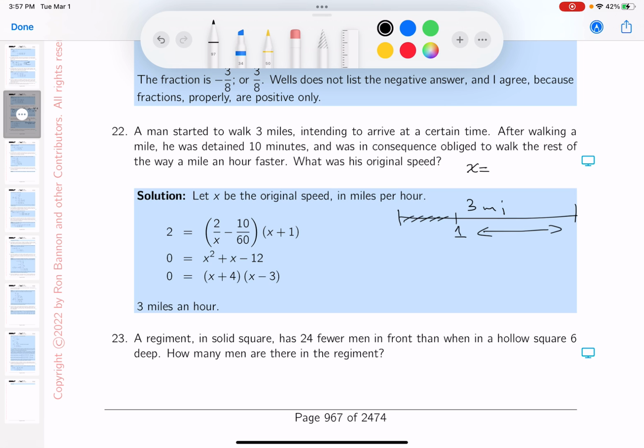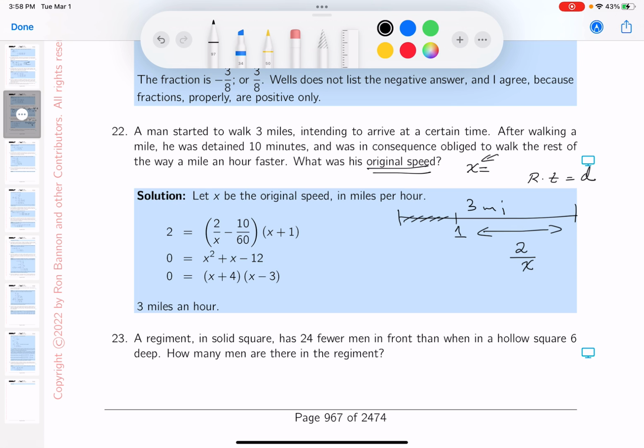So x represents the original speed. All right? So I'm going to start talking about time, the time that it would normally take him to do this. So it's really rate times time equals distance. Now, for this part over here, its distance is 2, and his rate would be x. That's the normal amount of time it would take him.